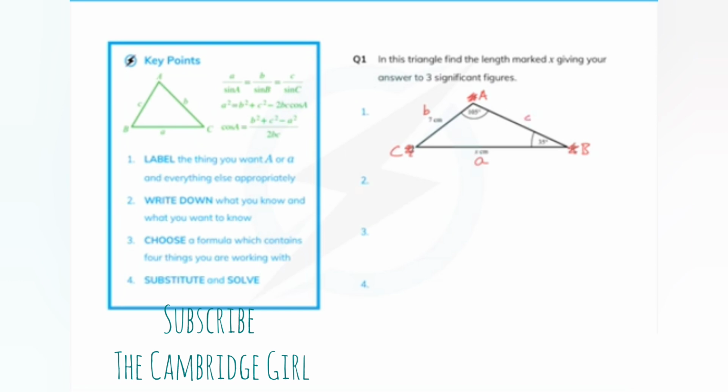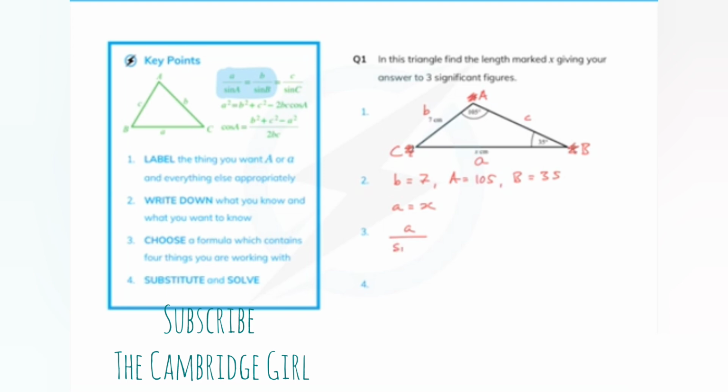Write down what we know and what we want to know. Okay, so what do we know? Well, we know little b is 7. We know big A is 105. We know the angle, big B, is 35. And we're trying to find little a, because that is x. And with those 4 things, we are going to use this bit of the sine rule. You'd only ever use 2 parts of it, so you've only got 1 equal sign. And write down your formula.